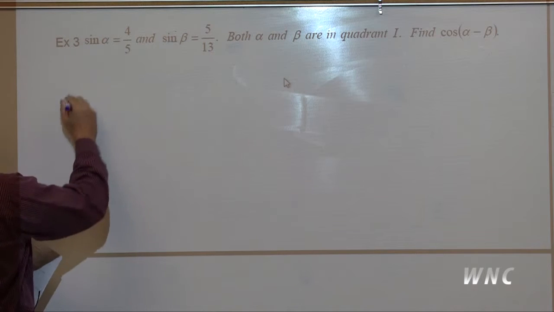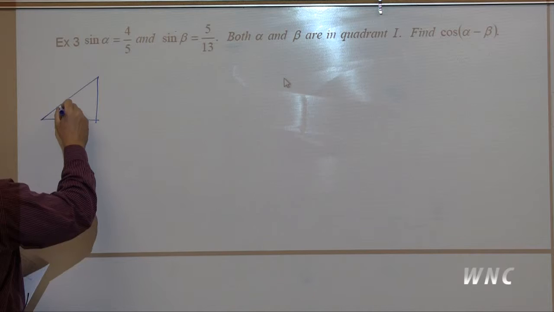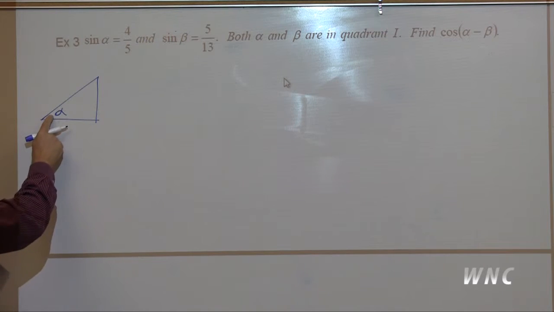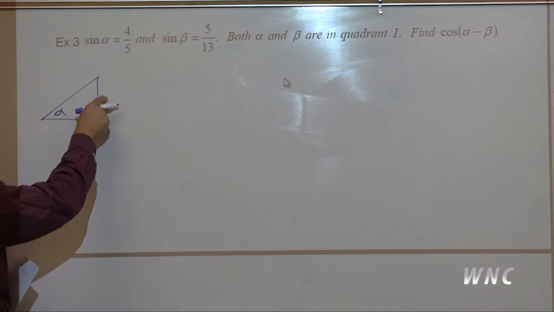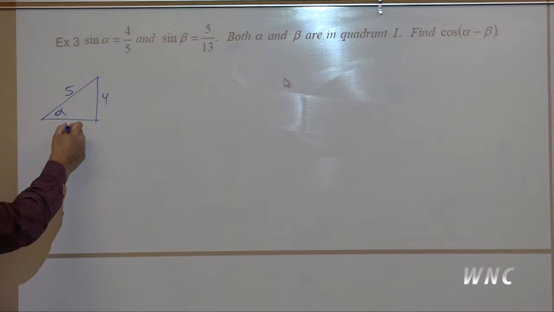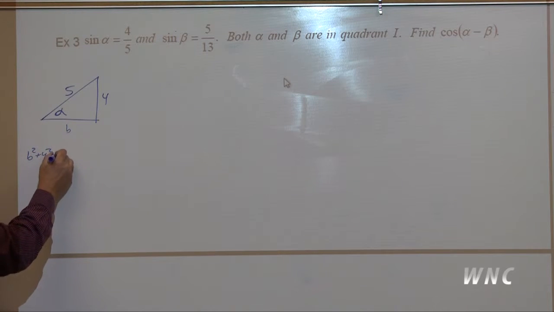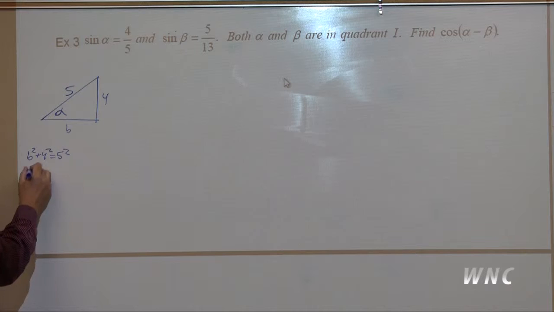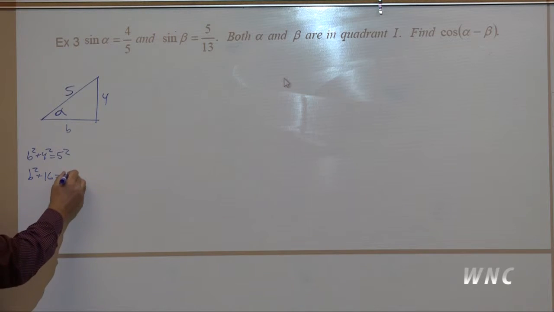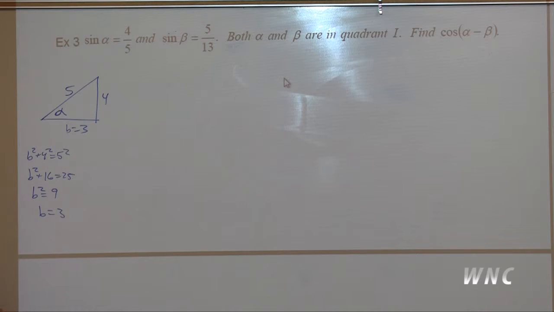So let's draw a little picture here. Here's alpha. Sine of alpha is opposite over hypotenuse, so 4 over 5. Let's call this last side b. B squared plus 4 squared equals 5 squared, so b squared plus 16 is 25. B squared is 9, so b is 3. That allows us to find cosine of alpha.